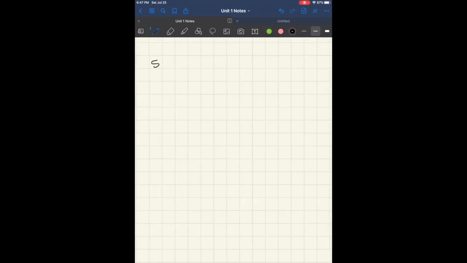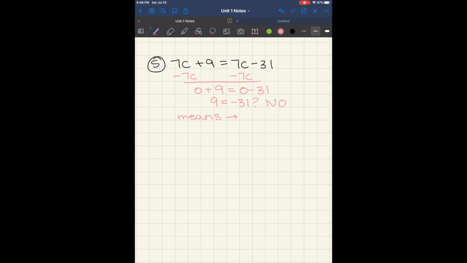Last page, I promise. Here's some more hard examples. So we've got 7c plus 9 equals 7c minus 31. See if you notice anything weird about this problem. When we subtract 7c from both sides, we get 0 plus 9 equals 0 minus 31. And then we get 9 equals negative 31. Since those things are not equal, that means that we write the answer no solution.